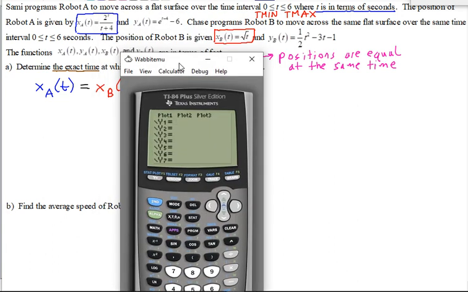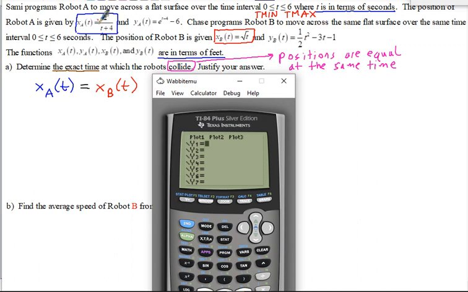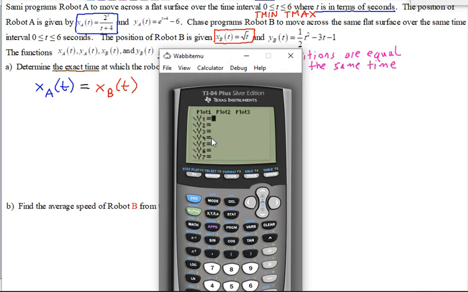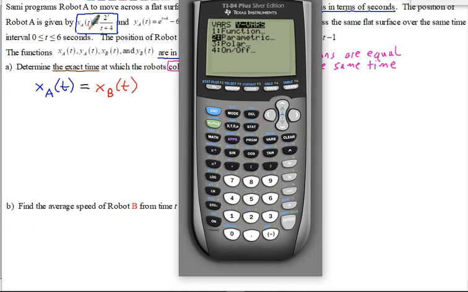And you could just type these in like this, using x instead of t. But the faster way to do that, since we already have them in our calculator, for y1, I'm going to enter in vars, y variables, parametric, and I already have it in as x1. So I'll put x1, and all I have to do to change it is replace the t's with x. So you can just put parentheses x. And that's the same function I have here, just with 2 to the x over x plus 4.